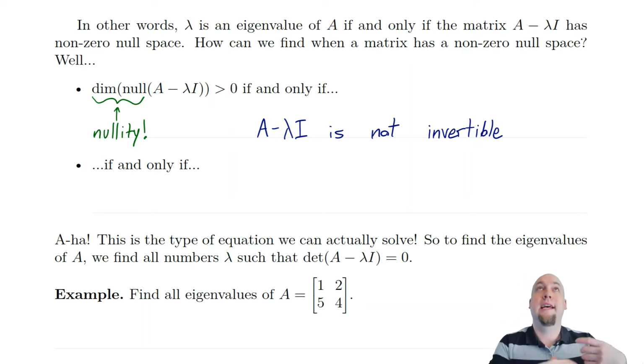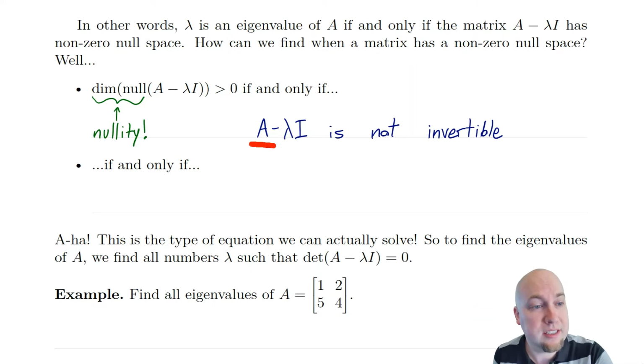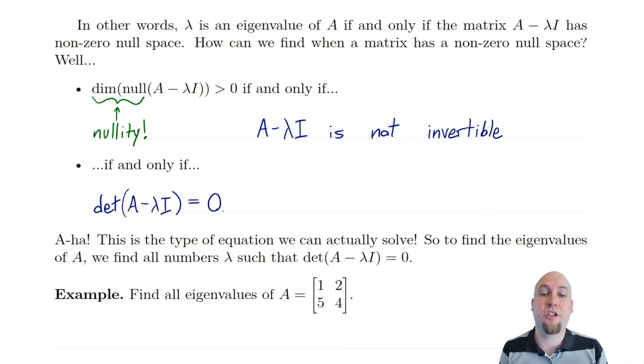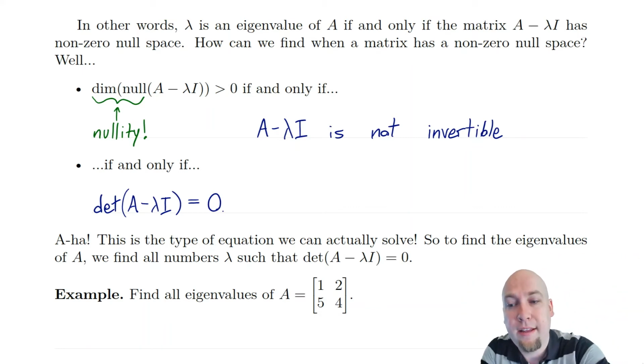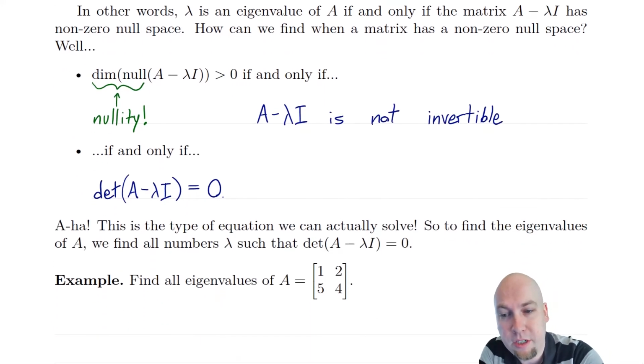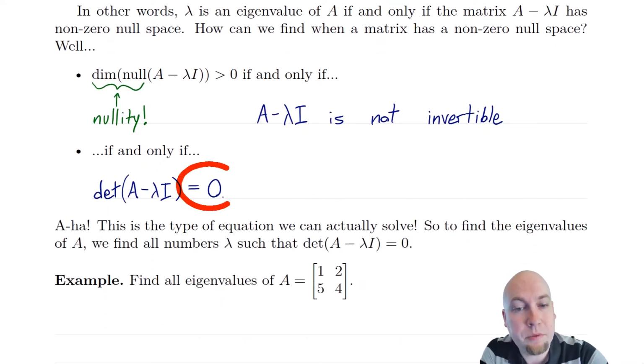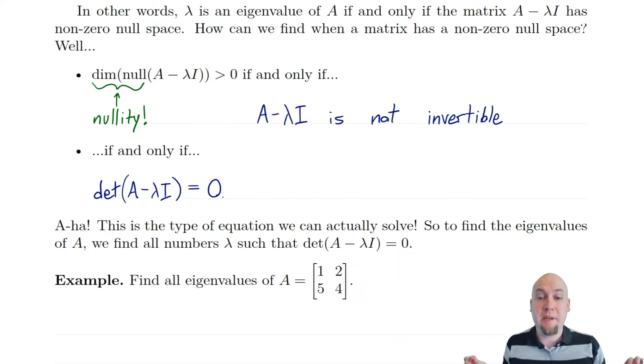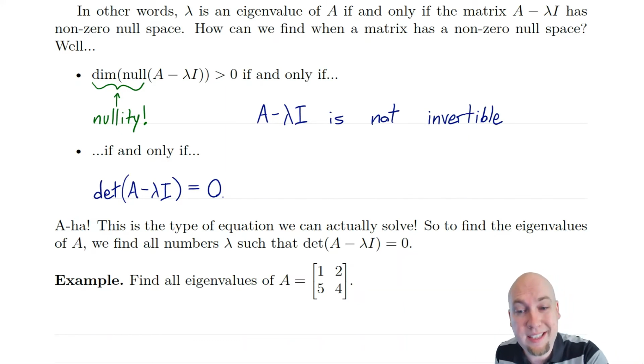Now think about another characterization of invertible matrices: a matrix is not invertible if and only if its determinant equals 0. So we've traced through a big long argument that shows that you can solve the equation AV equals lambda V if and only if the determinant of A minus lambda I equals 0. This is good because we have explicit formulas for the determinant. This is the type of thing that we can actually solve. We can figure out what lambdas can actually be from this equation.